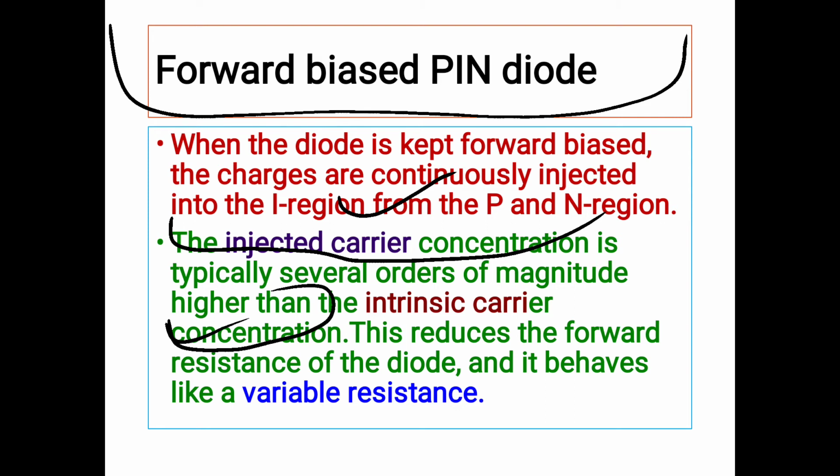As the number of free charge carriers increases across the I region, the resistance of the diode is going to decrease, so it will behave as a variable resistance. So we can say that the resistance of the diode is dependent on the current. As the current flowing across the circuit increases, the resistance of the diode is going to decrease, so it will behave as a variable resistor.